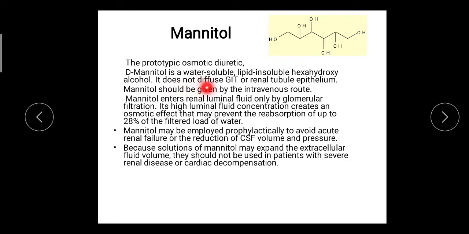It does not diffuse through the GIT or renal tubule epithelium. They cannot be diffused through the GIT or renal tubules. Because of that, they should be given by the intravenous route, or IV route. Through the IV route they come into the blood, and through the blood they enter the glomerulus of the nephron, and through glomerular filtration they are filtered from the blood and come into the renal tubular fluid, or we can say the renal luminal fluid.